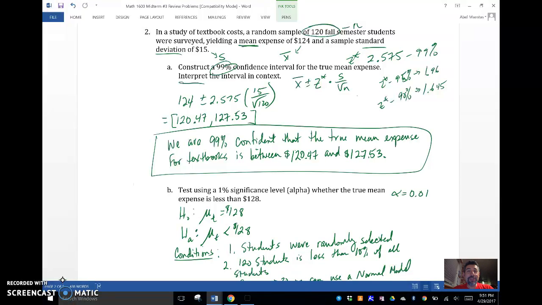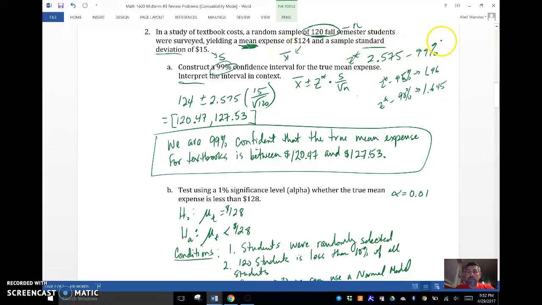So let me show you what I've got here. I've identified what N was, and N is 120. Those are the students that I surveyed. The mean expenses, my sample mean is 124, and my sample standard deviation is 15. That's why I labeled it X, and 124 is X bar.